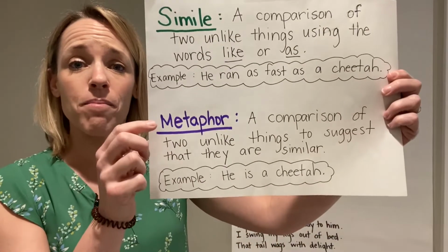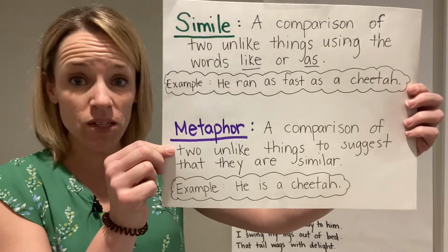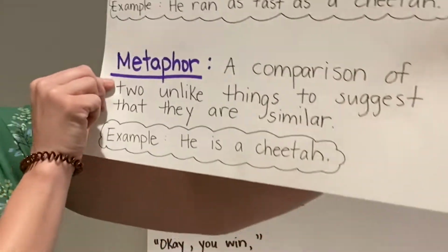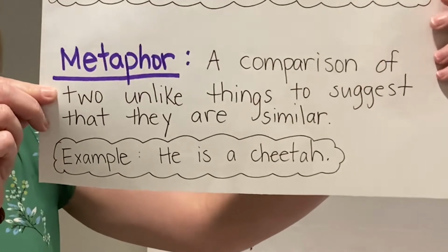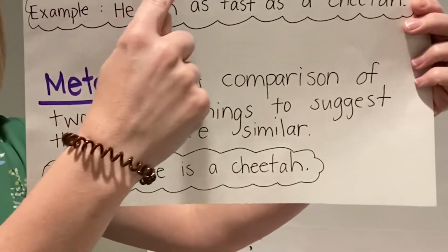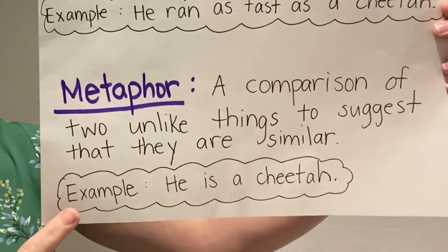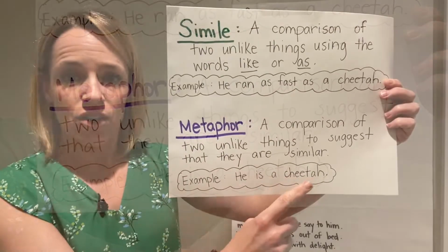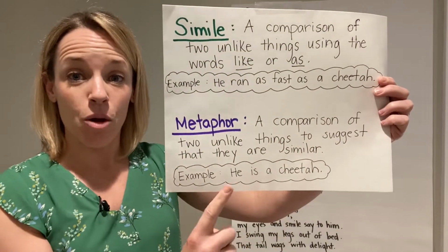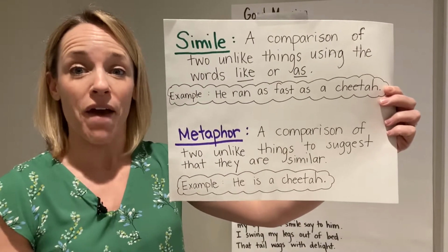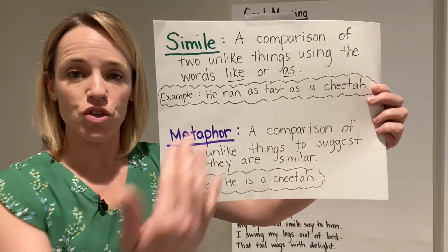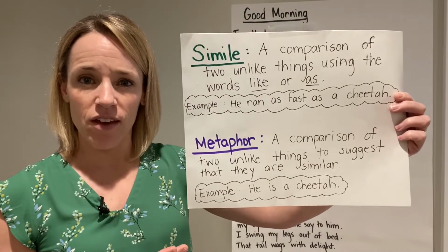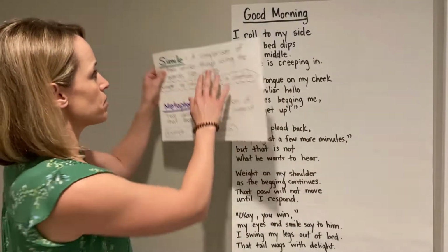So when we think about a metaphor, almost the same thing. It's a comparison of two unlike things to help us see how they are similar. We're just not including the words like or as. So we can see this example here. If we said he is fast, he is a cheetah. We know that that's helping us again understand just how fast he is, but we're just not using the words like or as. So do you see how they're almost the same type of thing? Okay, so I'm going to keep that right here.